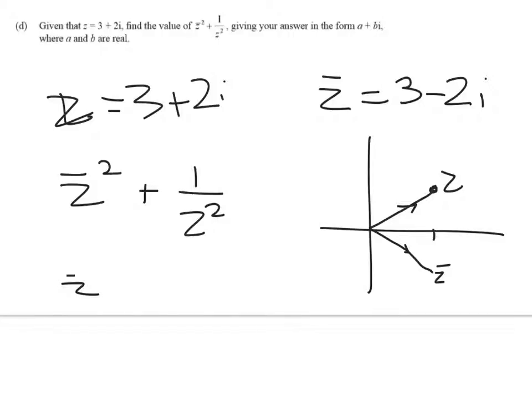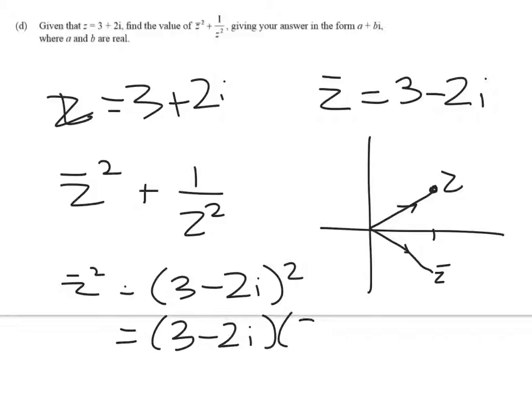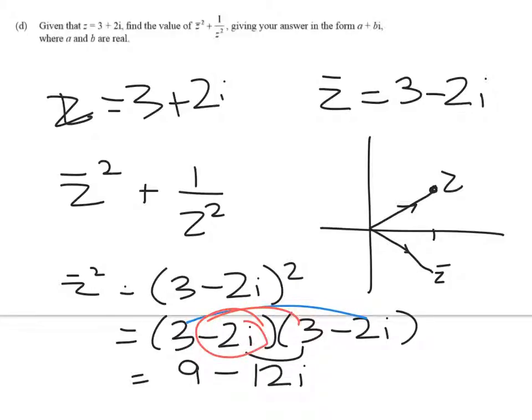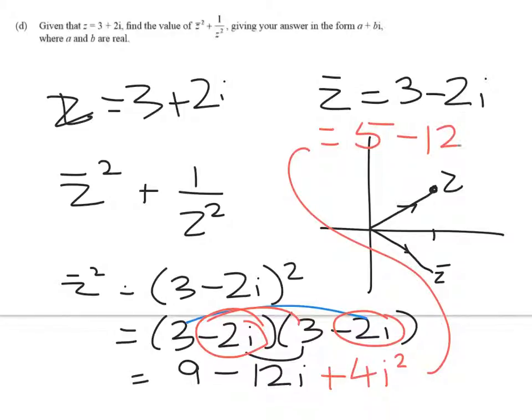So let's look at squaring the conjugate. This is what we're going to get: 3 minus 2i squared. I'm going to expand that out. Some of you won't need to do that line, but most of you probably still will. So here we've got 9 minus 6i minus 6i, so minus 12i. The last bit is negative 2i times negative 2i, which gives me 4i squared. That equals 9 minus 4, so that's 5 minus 12i. So that's my conjugate squared.